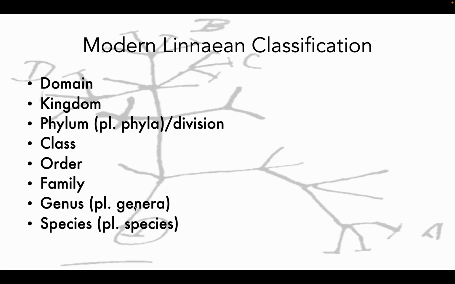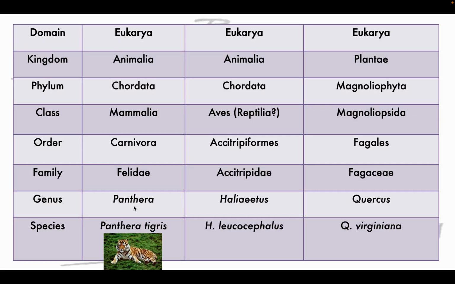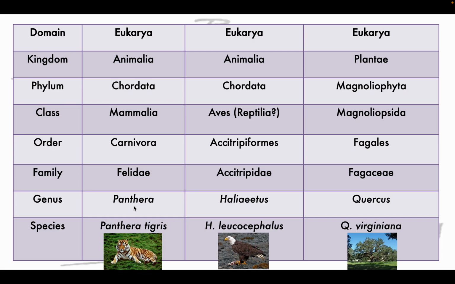You can see on this table that tigers and eagles and oak trees are all different species, but at some level all living things are related. All three of these living things are eukaryotes, so they share eukaryote characteristics. Tigers and eagles are both animals. They're both vertebrate chordates, so they share the animal characteristics and the vertebrate characteristics.